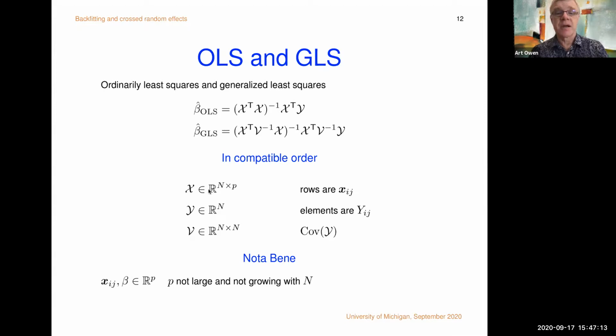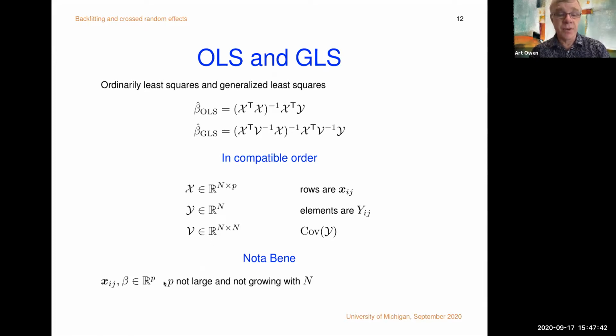X is a big matrix with all of the predictors Xij in them, one per row, so there are n rows, and then there are p columns if there are p of these xij's. I don't necessarily care what order you put them in, but when you make up a vector y, it should be in a compatible order with how you set up the x's. And then the covariance of y will be an n by n matrix, again, with compatible indices.